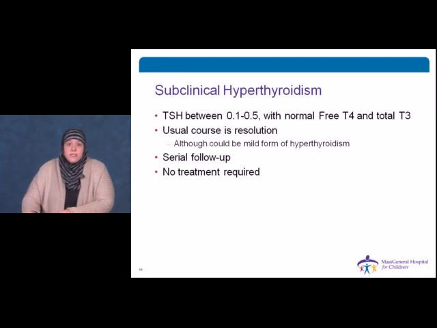Subclinical hyperthyroidism exists just as subclinical hypothyroidism does. This would be a TSH between about 0.1 to 0.5 with a normal free T4 and a normal total T3. And the usual course of this is resolution, although it could be a mild form of Graves' disease. So we do follow these people serially, but we typically don't treat them. Levothyroxine is a pretty safe medication, so we often do treat subclinical hypothyroidism. In contrast, methimazole does have some relatively significant side effects, so we tend not to treat in this case.